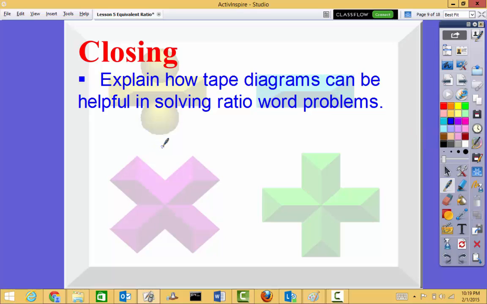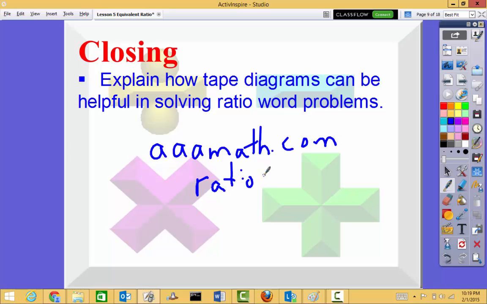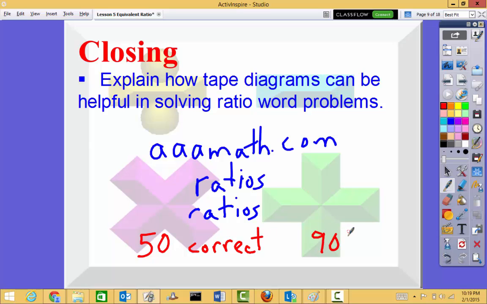Please go to AAAmath.com. You're going to click on ratios, and then click on ratios again. Your goal is to get 50 correct with 90% accuracy.